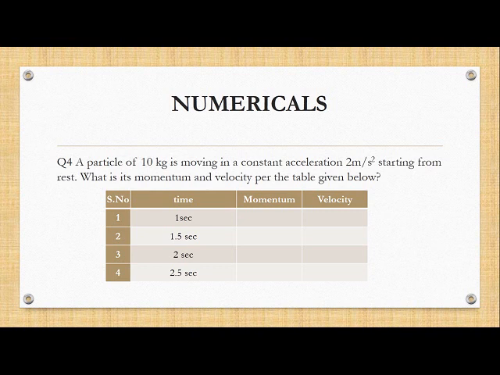Now, a particle of 10 kg is moving with a constant acceleration of 2 meter per second square starting from rest. We have to calculate its final velocity. It is given in the numerical itself that the body started from rest, which means u is equal to 0. Now what is the final velocity, children? We will find that again with the help of the first equation of motion, a is equal to v minus u upon t, and all values are given, so we will put them there.